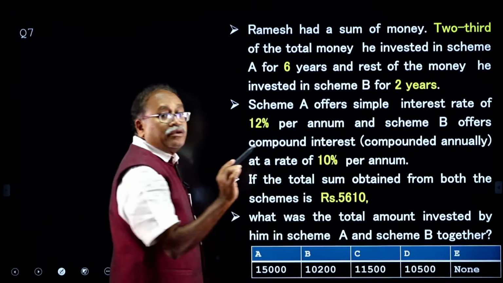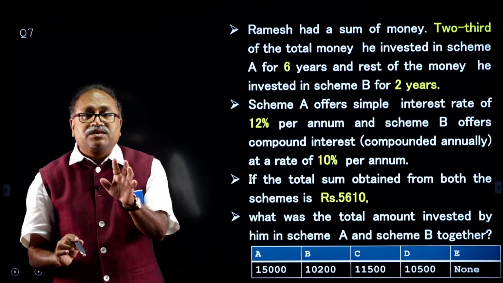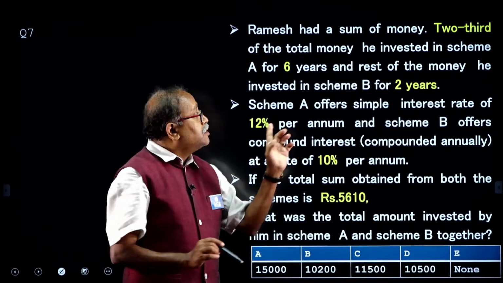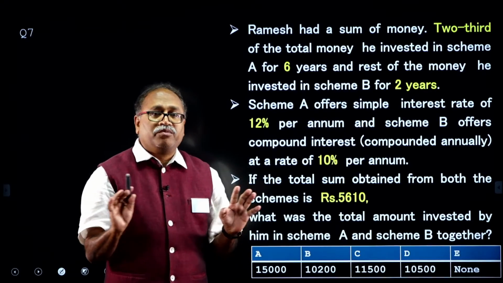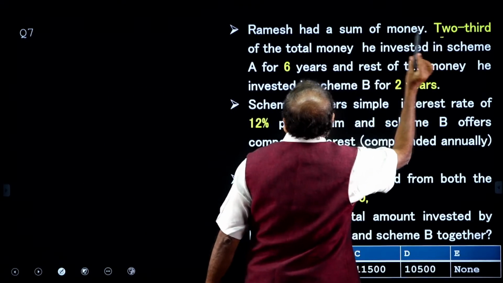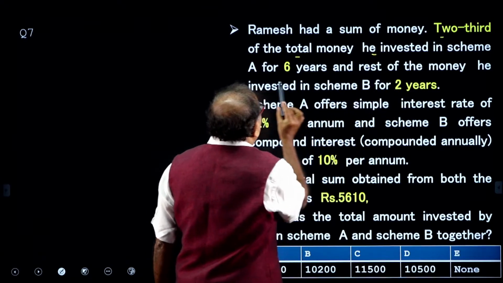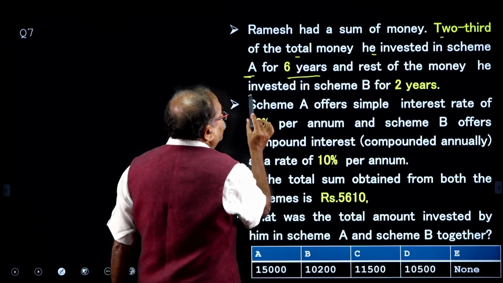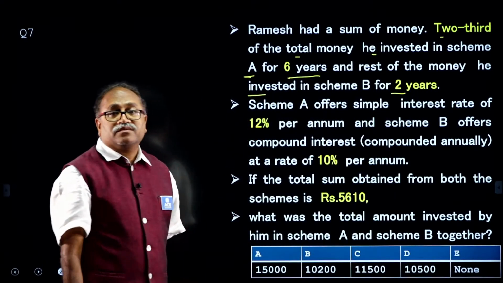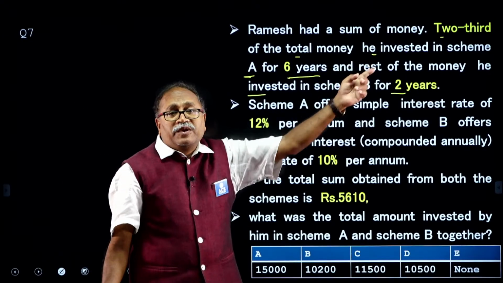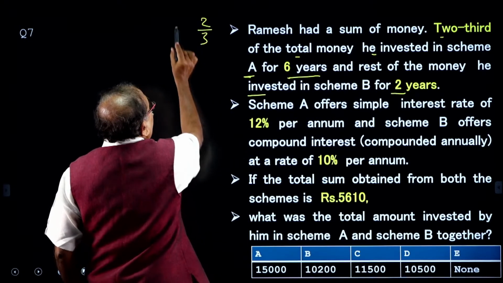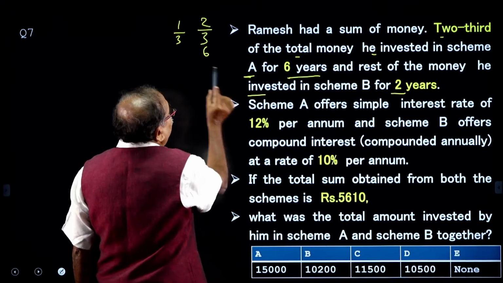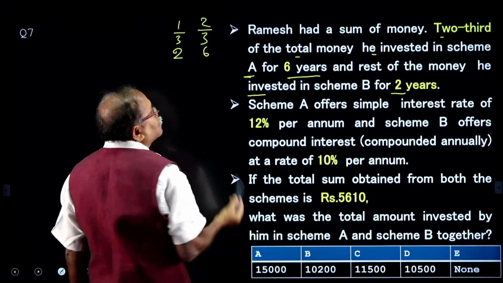Ramesh had a sum of money. I will give you the best method to answer questions like this, and this again is from RBI, I remember, prelim or main. 2/3 of the total money he invested in scheme A for 6 years, and the rest of the money for 2 years. What is the rest of the money? When you spend 2/3 in one scheme, you are spending 1/3 in the other scheme. So, first one it is 6 years, and the second one it is 2 years.